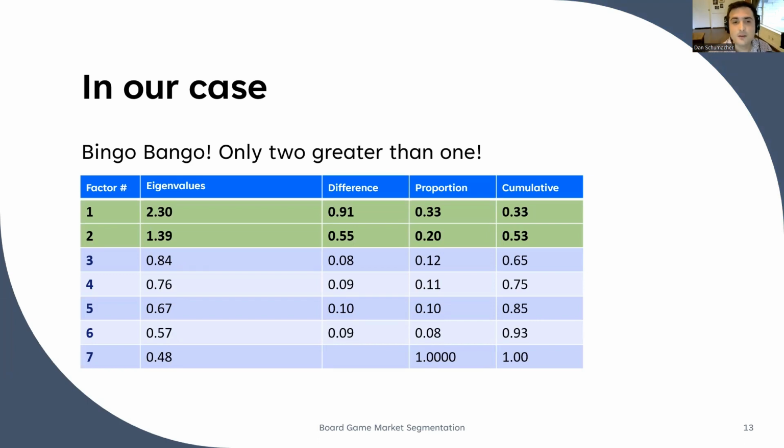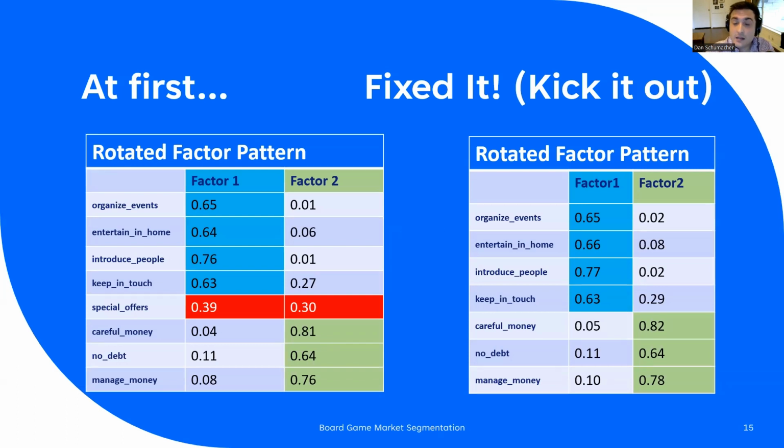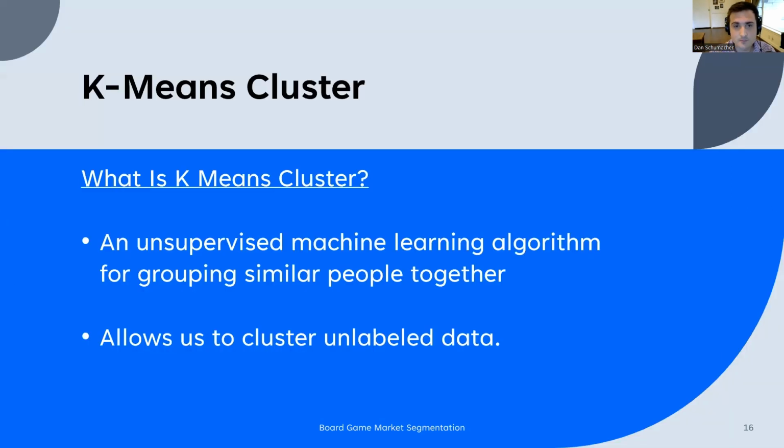But that's not all. First, we need to look at the loading variables. So when we see how the individual variables loaded across each factor, we run into a messy situation. We see that special offers is a little ambiguous with only a 0.09 difference between the two. Compare this to careful money, which is 0.04 to 0.8, a big distance. So I ended up removing that, so there was no ambiguity in where our variables were loading on our factors.